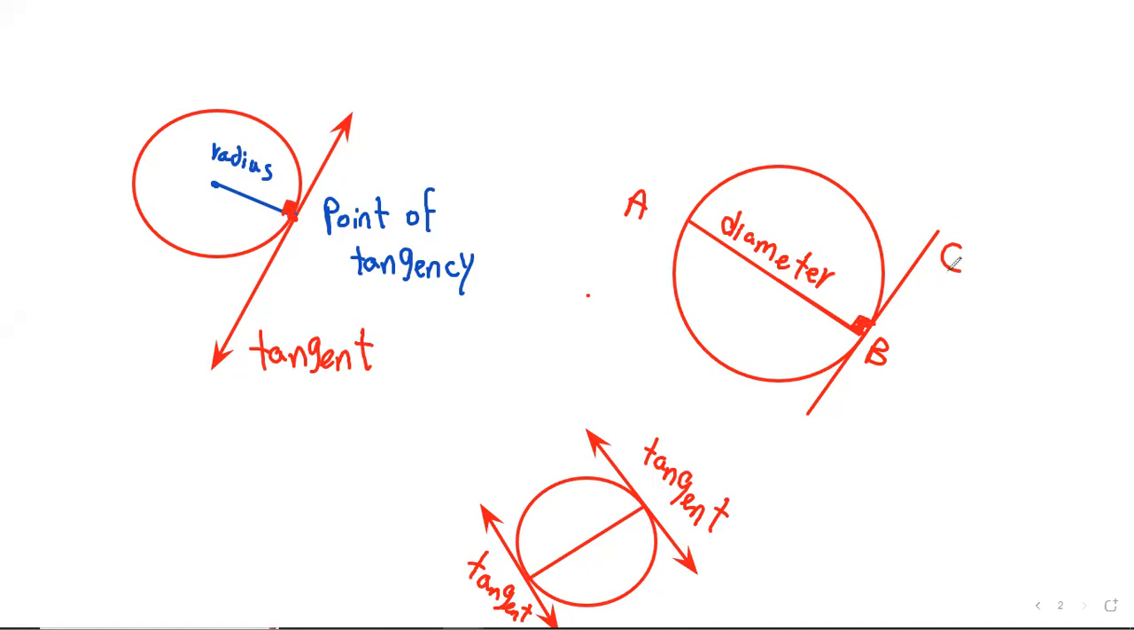So if we have a straight line and this straight line is perpendicular to the diameter at one of the two end points, this straight line will be a tangent. So this straight line is a tangent if this angle is 90. And the two tangents drawn from the two end points of a diameter are parallel. So this tangent here and this tangent are parallel.